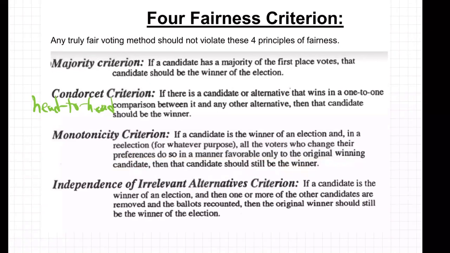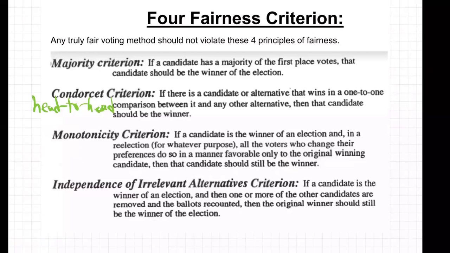And the last one is independence of irrelevant alternatives. It says if a candidate is a winner of an election and then one or more of the other candidates are removed, some people drop out, and the ballots are recounted, then the original winner should still be the winner, shouldn't they? Right. But with some of the methods, you can have a candidate drop out, somebody wins, then somebody drops out, and you recount and that winner is no longer the winner.